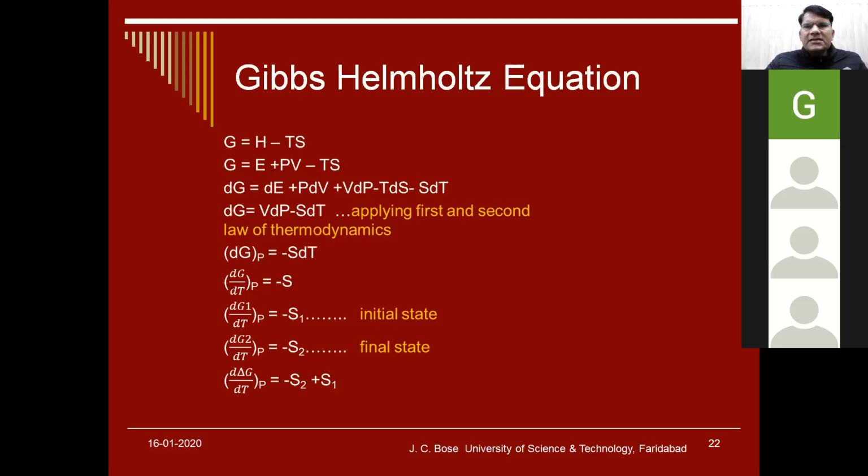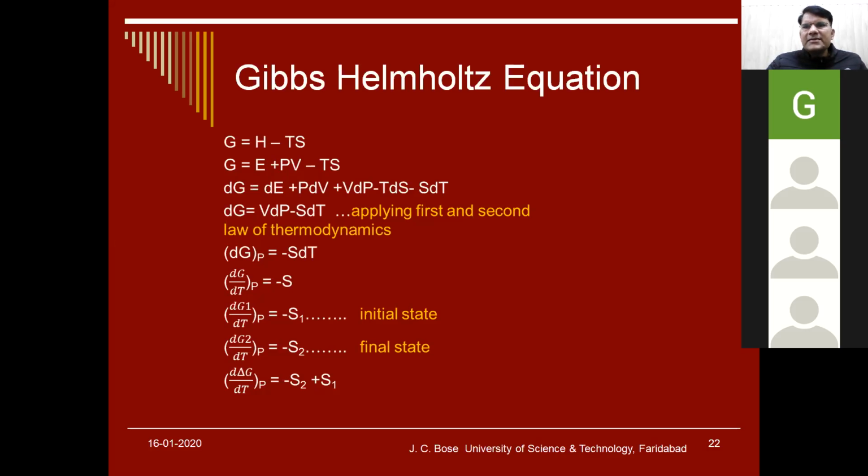H is equal to E plus PV. Then G will become equal to E plus PV minus TS. So change in the value of G, we would like to denote it by dG. So dG will be equal to dE plus PdV plus VdP minus TdS minus SdT.